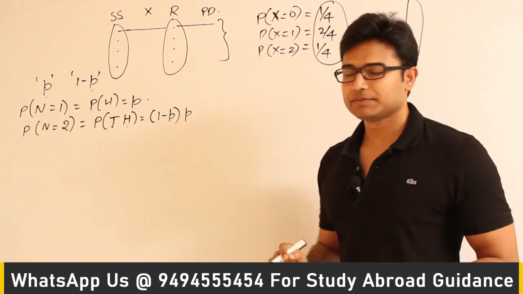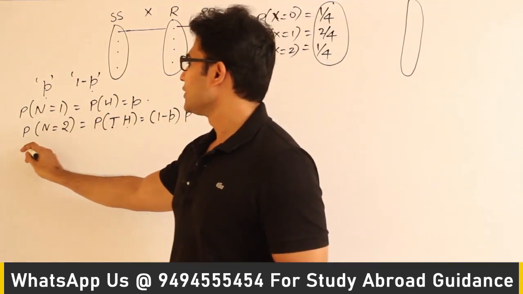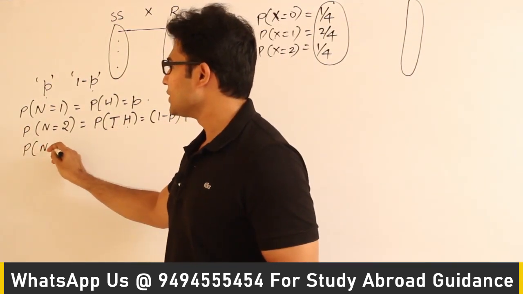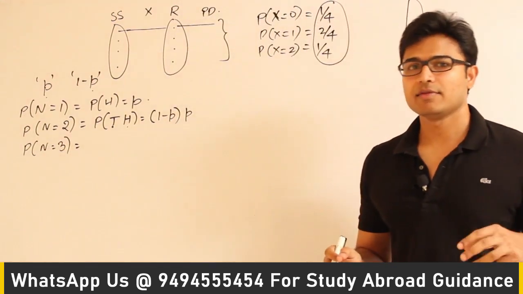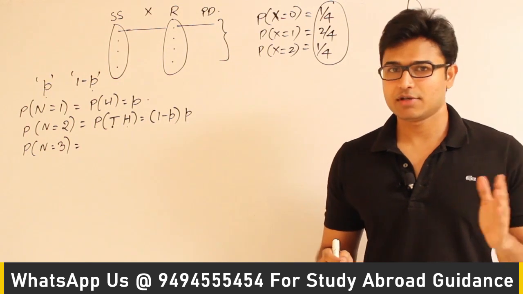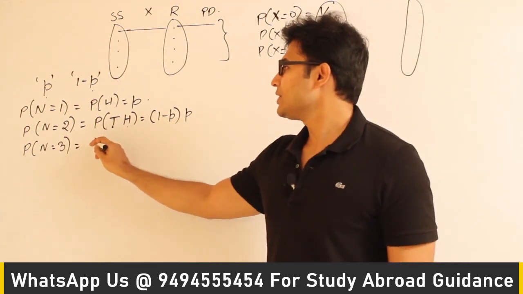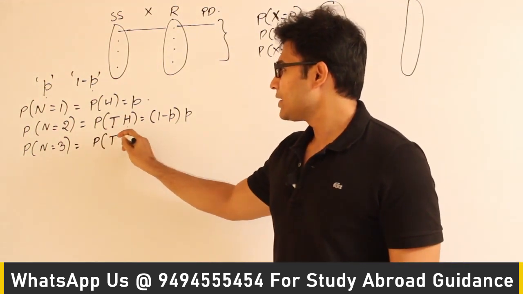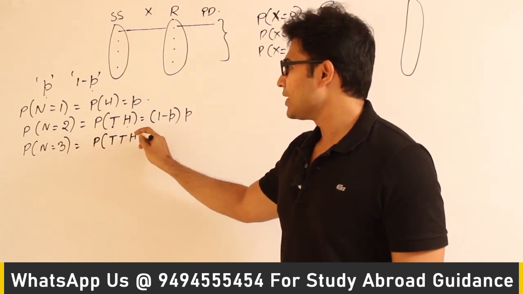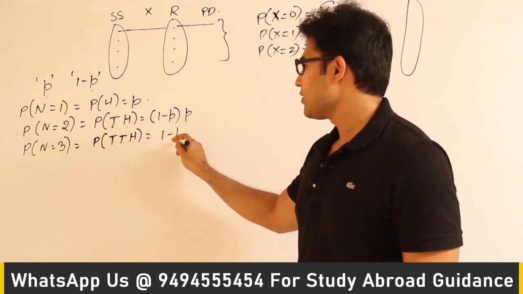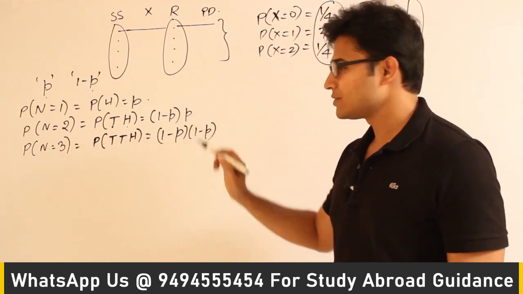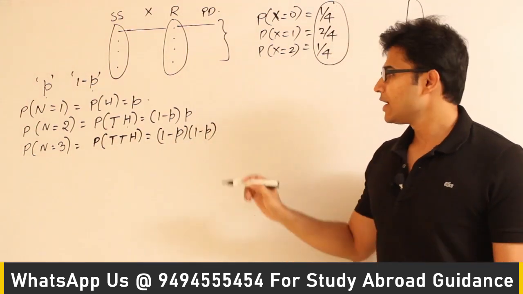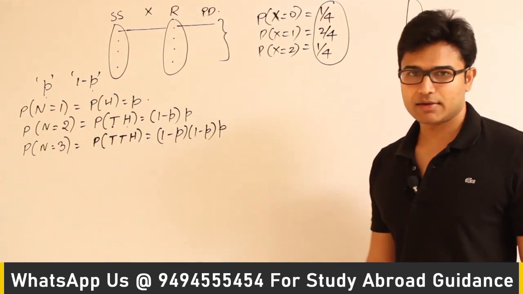And similarly, P of N equal to 3, what does it mean? Now I'll be getting the head in the third trial, not in the first one, not in the second one. Therefore this event is same as getting a tail, tail followed by getting a head, which is nothing but 1 minus p into 1 minus p into p. Are you getting this? This 1 minus p is related to getting the tail, followed by p, right?